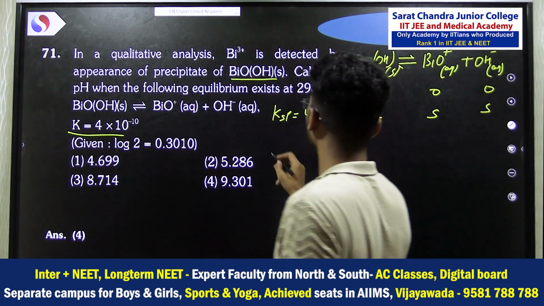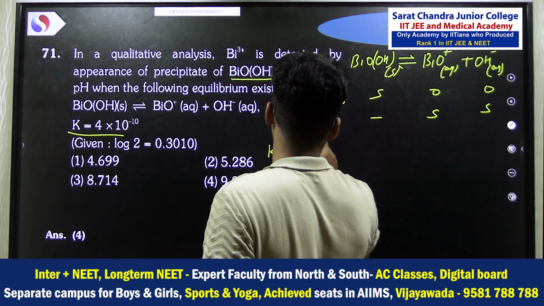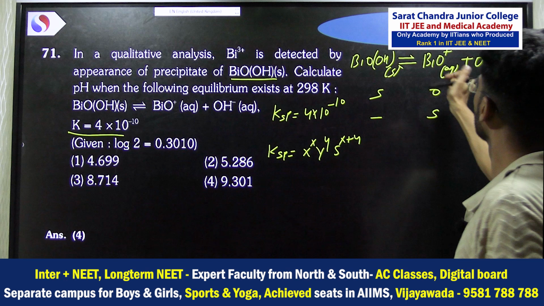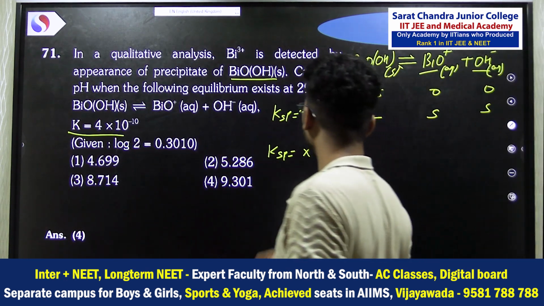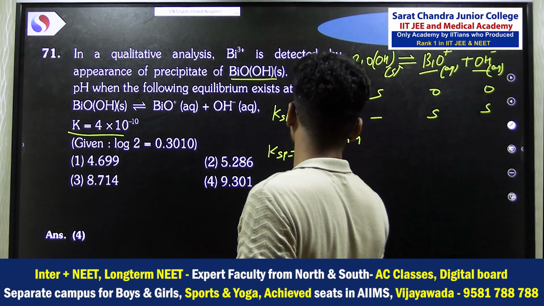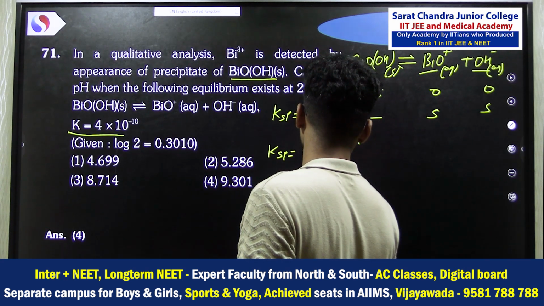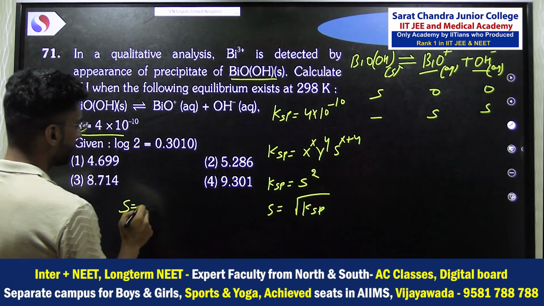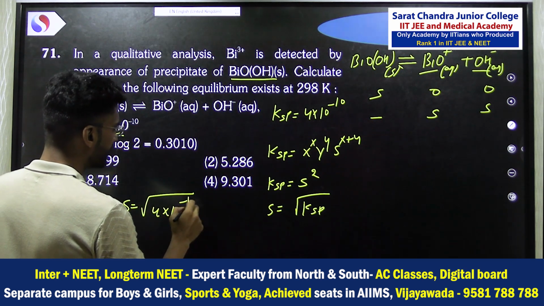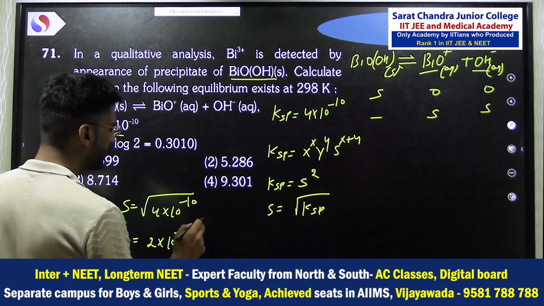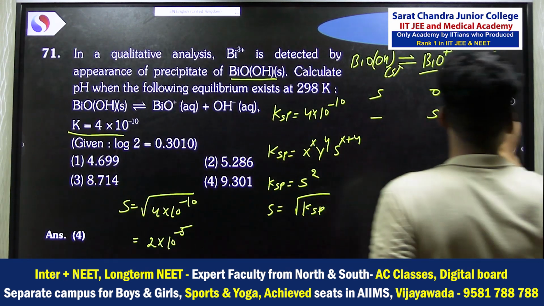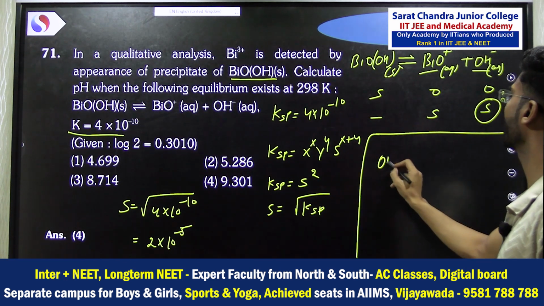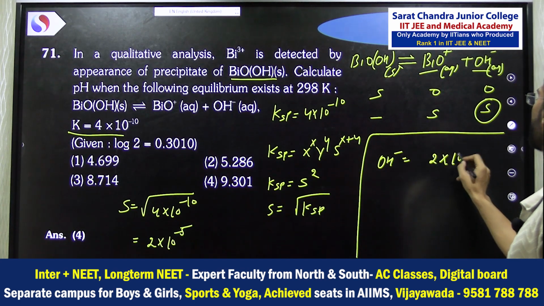So what will the Ksp value be? By the simple formula, Ksp is x to the power x, y to the power y, S to the power x plus y. With 1 cation and 1 anion, x is 1 and y is also 1. So Ksp will be equal to S squared. So S will be equal to the root of Ksp. Ksp is given already, so S equals the root of 4 into 10 raised to power minus 10, which equals 2 into 10 raised to power minus 5. Means the OH negative value is 2 into 10 raised to power minus 5.